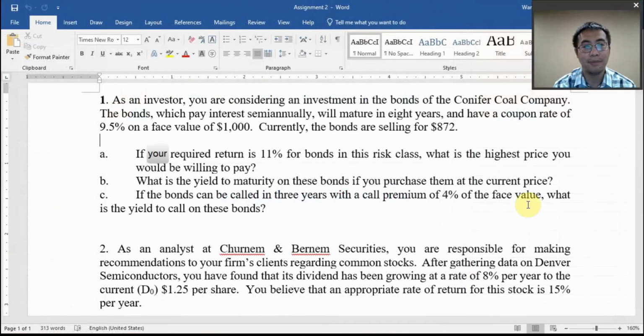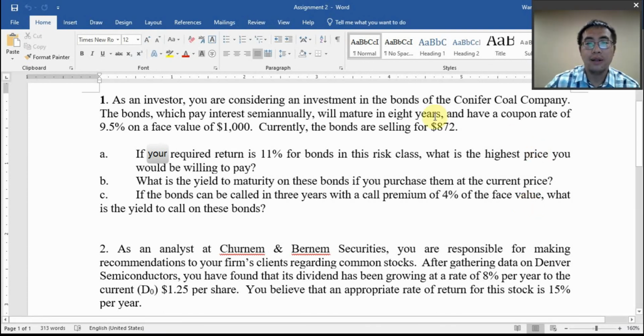Now it's happy time to do our assignment. In assignment number 2, question 1 is about bond valuation. You are looking at a bond to invest in, and this bond pays interest semi-annually, and this is very important information. It will mature in 8 years. Its coupon rate is 9.5%. Face value is always $1,000. And right now, the bond in the market is selling for $872.